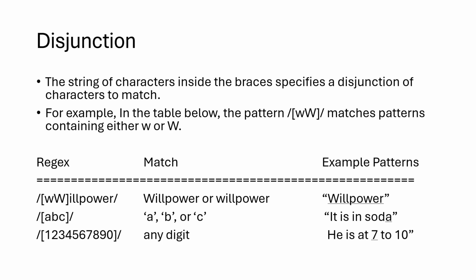In the second example, A, B, C is given inside a square bracket. That means A, B, or C will be considered as a pattern for matching. In this particular sentence, the word soda contains the letter A, which will be matched. Then in the next example, we have the digits 1, 2, 3, and so on. This specifies that any digit present in this square bracket will be matched. For example, 7 is present in this sentence.